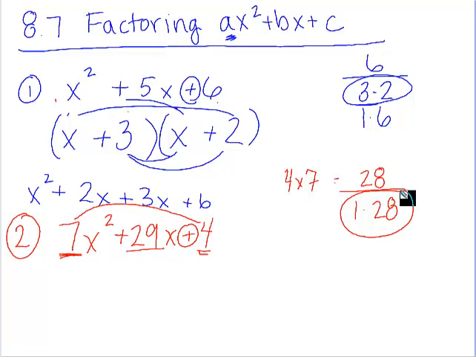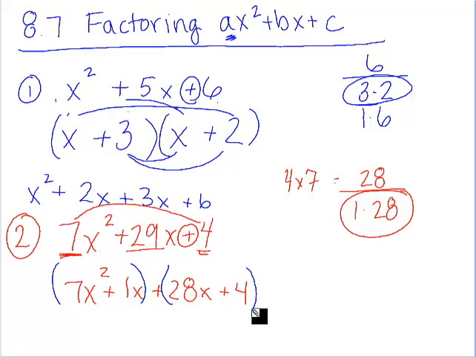What this does is this tells us how we're going to split up our middle number 29. So what we're going to do is we're going to change this now to say 7x squared plus, this is 1, so plus 1x plus, that's 28, so 28x, and then plus 4. So we split it up into 4 terms. And if we have 4 terms, what can we do? We can group with 4 terms, which is something we already know how to do. So when we have 4 terms, we can take our first 2 and group our first 2 together, and group our second 2 together.